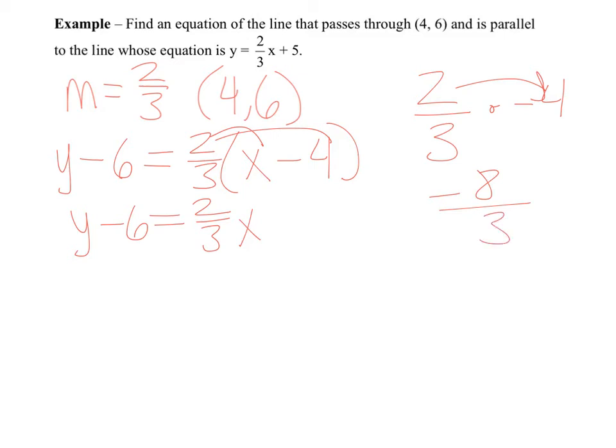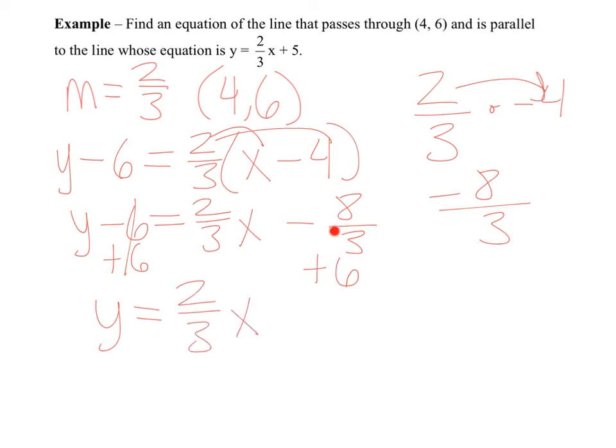And I'm going to leave that as a fraction because if we change it to a decimal, it's going to have a repeating decimal. So it's just easier for us to leave it as a fraction. So minus 8/3. And then the last thing we're going to do is add 6 to both sides. So I get y is equal to 2/3 x. And then here, when I take negative 8/3 plus 6, what I'm going to do is I'm going to change 6 into something with a 3 as a denominator.